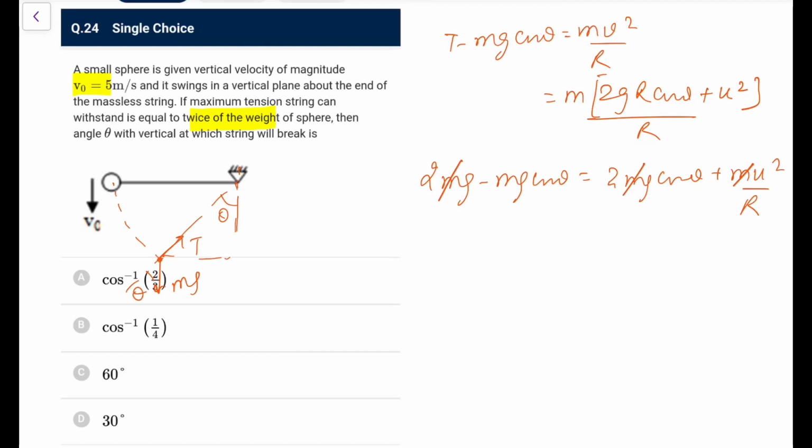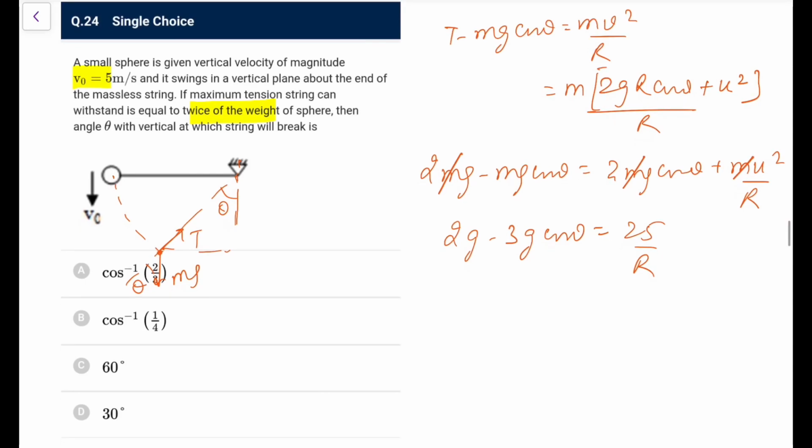So what we get, 2g minus 3g cos theta equals u square, which is 25 by r. So we are getting this result, and is the value of radius given or not? It's not given. Let me do it. So what I have now, 20 minus 30 cos theta is equal to 25 by r.